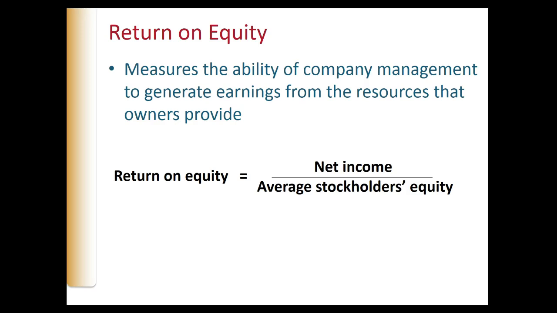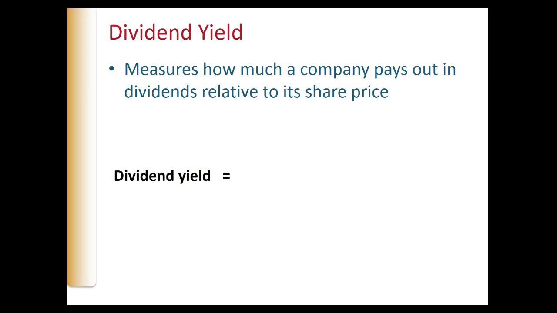Let's take a look at this ratio by examining the results of two large clothing companies. Now, investors are also interested in knowing how much a company pays out in dividends relative to its share price, and that's called the dividend yield. That's computed as the dividends per share divided by the stock price.